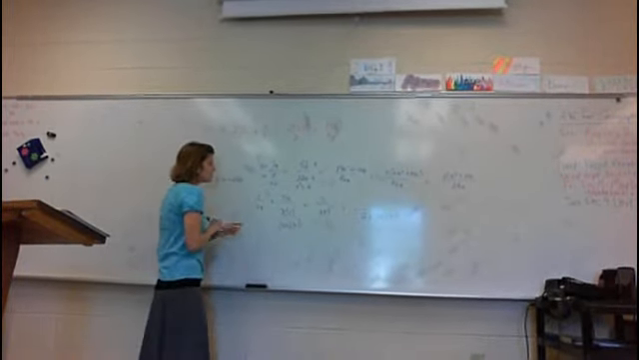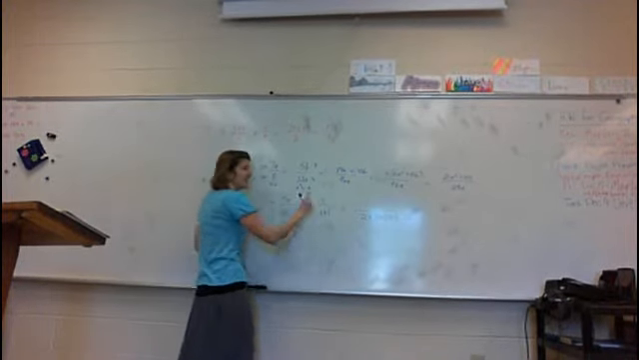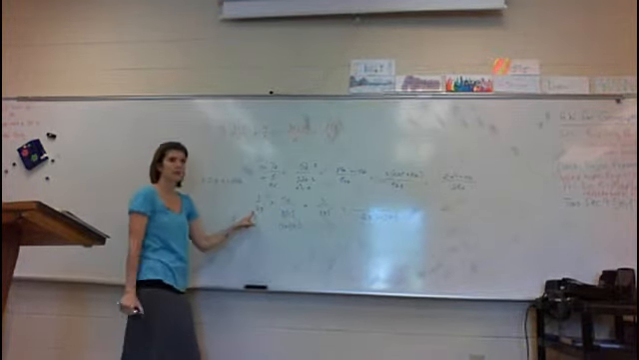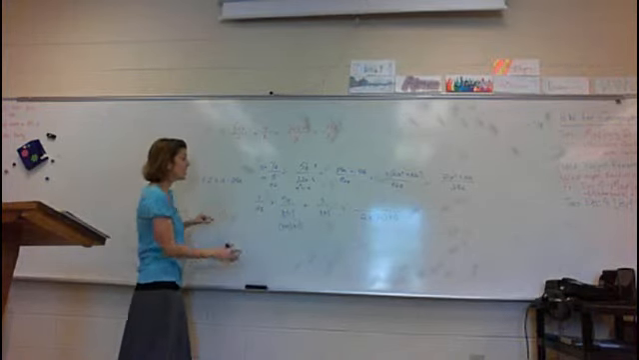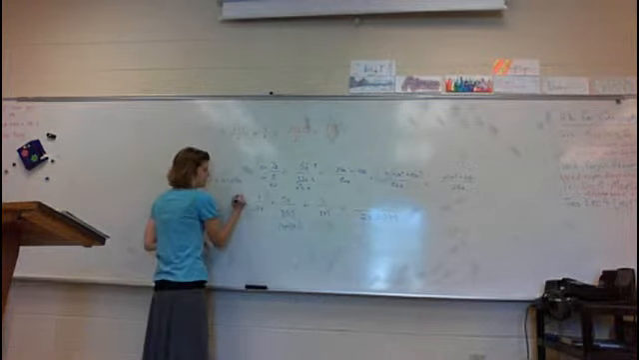What did we multiply 2x by to get that? X plus 1, x minus 1. So we have to do that on the top as well, 1 times x plus 1, x minus 1.